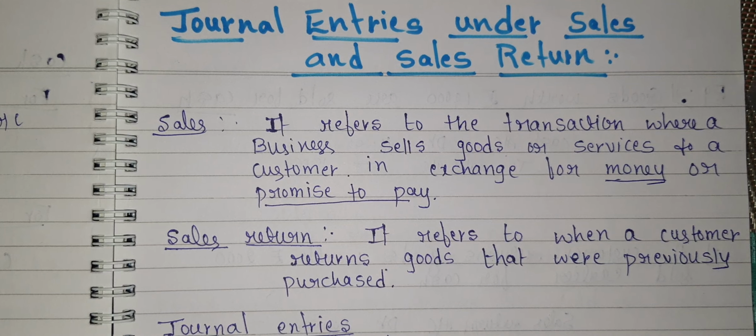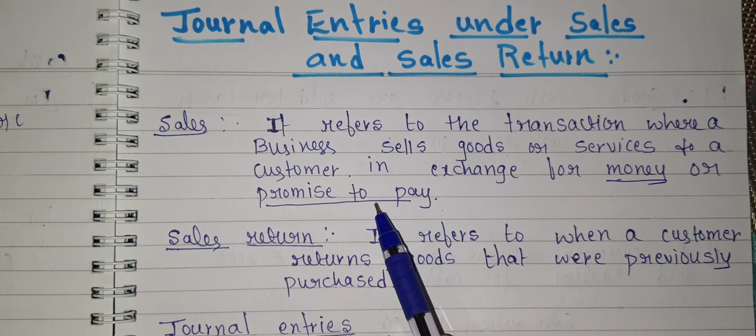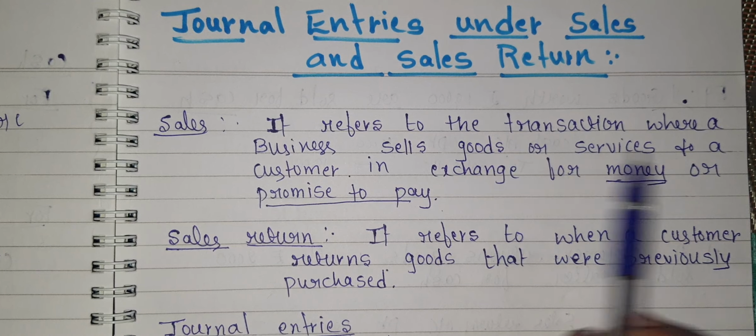It refers to the transaction where a business sells goods or services to a customer in exchange for money or promise to pay. It is nothing but selling of goods or services to the customer for cash or promise to pay. Promise to pay means what? It means on credit. It means the customer buys the goods, but will not make the payment immediately, but agrees to pay the amount later. This is the meaning of promise to pay or on credit.